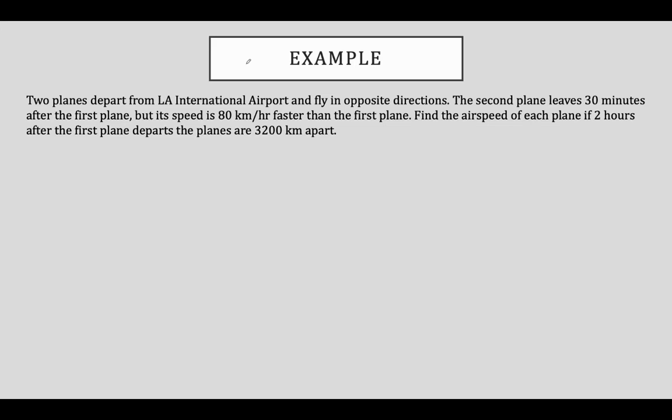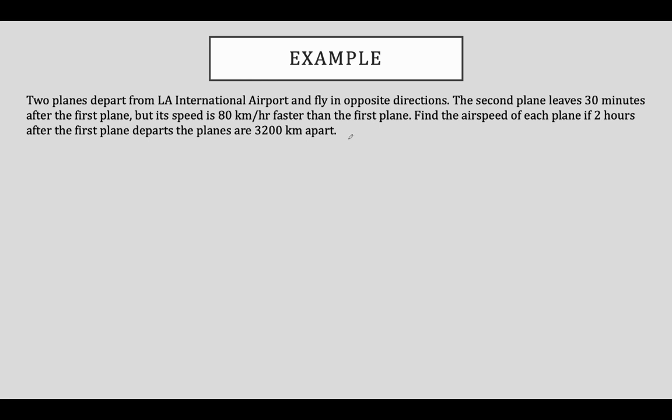Let's look at a couple examples of word problems that are going to involve solving systems of equations. Here, two planes depart from LA International Airport and fly in opposite directions. The second plane leaves 30 minutes after the first plane, but its speed is 80 kilometers per hour faster than the first plane. Find the airspeed of each plane if 2 hours after the first plane departs, the planes are 3,200 kilometers apart. All right, so a lot going on here, and it looks a little bit complicated.